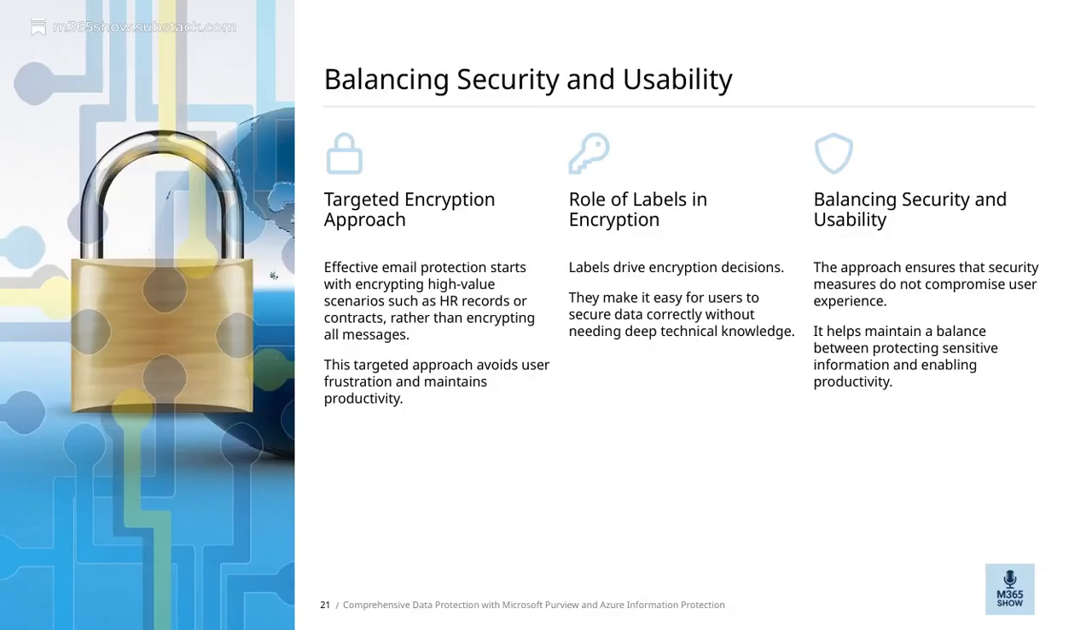When it comes to email protection, a targeted approach is most effective. Instead of encrypting all messages, we focus on high-value scenarios, like HR records or important contracts. This targeted encryption helps prevent user frustration and keeps productivity high, because users aren't bogged down by unnecessary security steps. Overall, the goal is to protect our sensitive information while maintaining a seamless, user-friendly experience. That balance is essential for a successful security strategy that supports the entire organization.